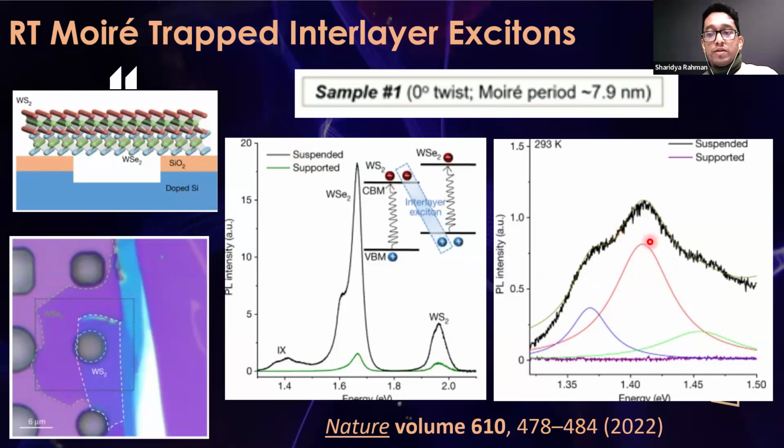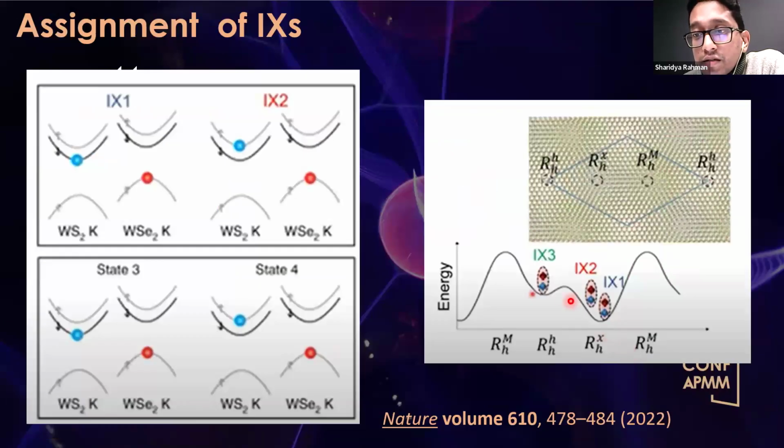This was mainly attributed to the reduction of the dielectric screening, and as a result, this was able to increase the formation efficiency of these interlayer excitons as well. The twist angle of this was near 0, with a Moiré period of about 7.9 nanometers. The reason for the 3 different peaks is, as we explained before, that the Moiré superlattice forms 3 different regions, like A, B, and C, and it is able to trap electron and hole pairs at different energies. So as a result, we were able to obtain different IX1, IX2, and IX3.